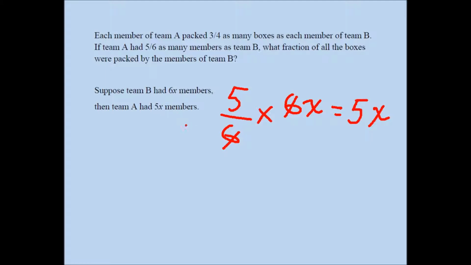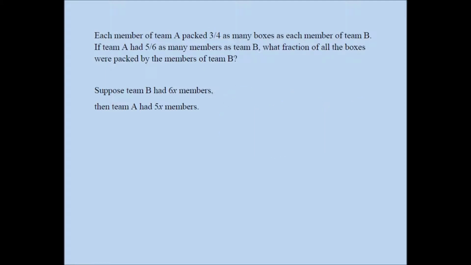So what I'm trying to say here is that if we assume Team B had 6x members, Team A must have 5x members. We're going to use the same philosophy for the next fraction. Now we're going to assume that each member of Team B packed 4y boxes. Why 4y? Because if I want to find 3/4 of 4y, I would get a nice number.